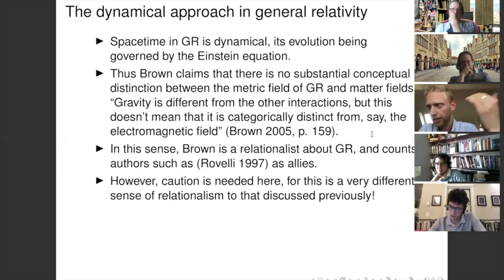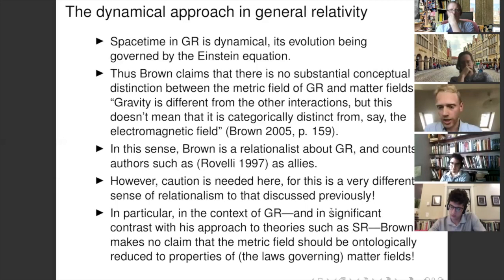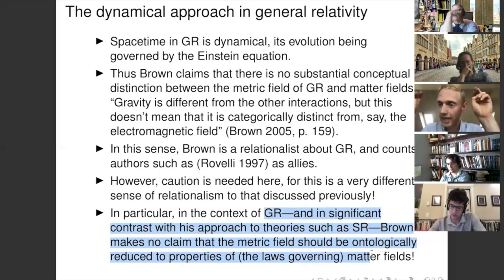In fact, this is like a major divergence or difference in the views of Brown in the context of theories like special relativity and his views in the context of theories like general relativity. In general relativity, Brown, in fact, doesn't make a claim that the metric field should be ontologically reduced to properties of the laws governing matter fields. He says that it cries out for reification because it's dynamical. And so Brown is effectively reneging on that first ontological reduction part of his view when it comes to theories with dynamical spacetime like general relativity. So that first point was to apply to fixed spacetime structure like the Minkowski metric field, but not to dynamical structure like the metric field of general relativity.